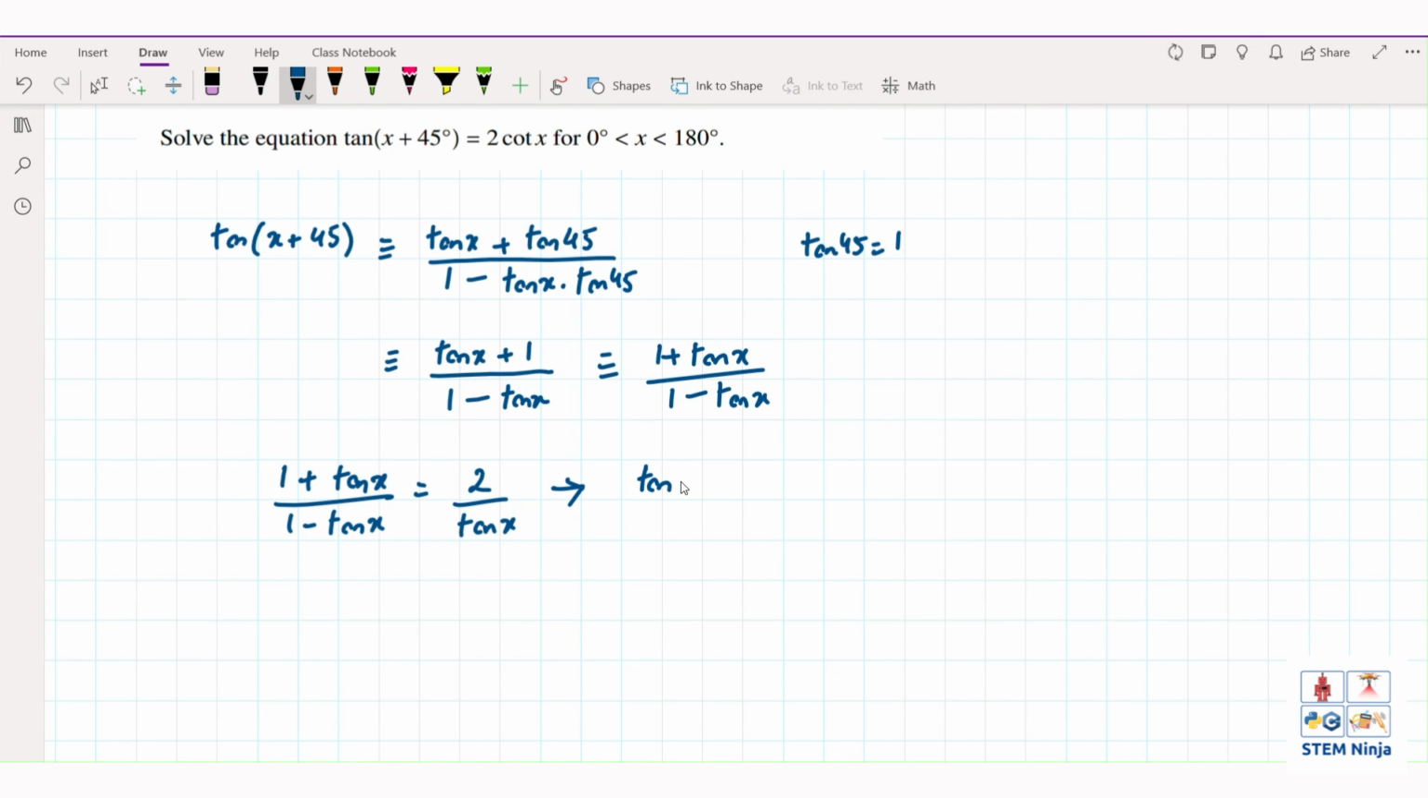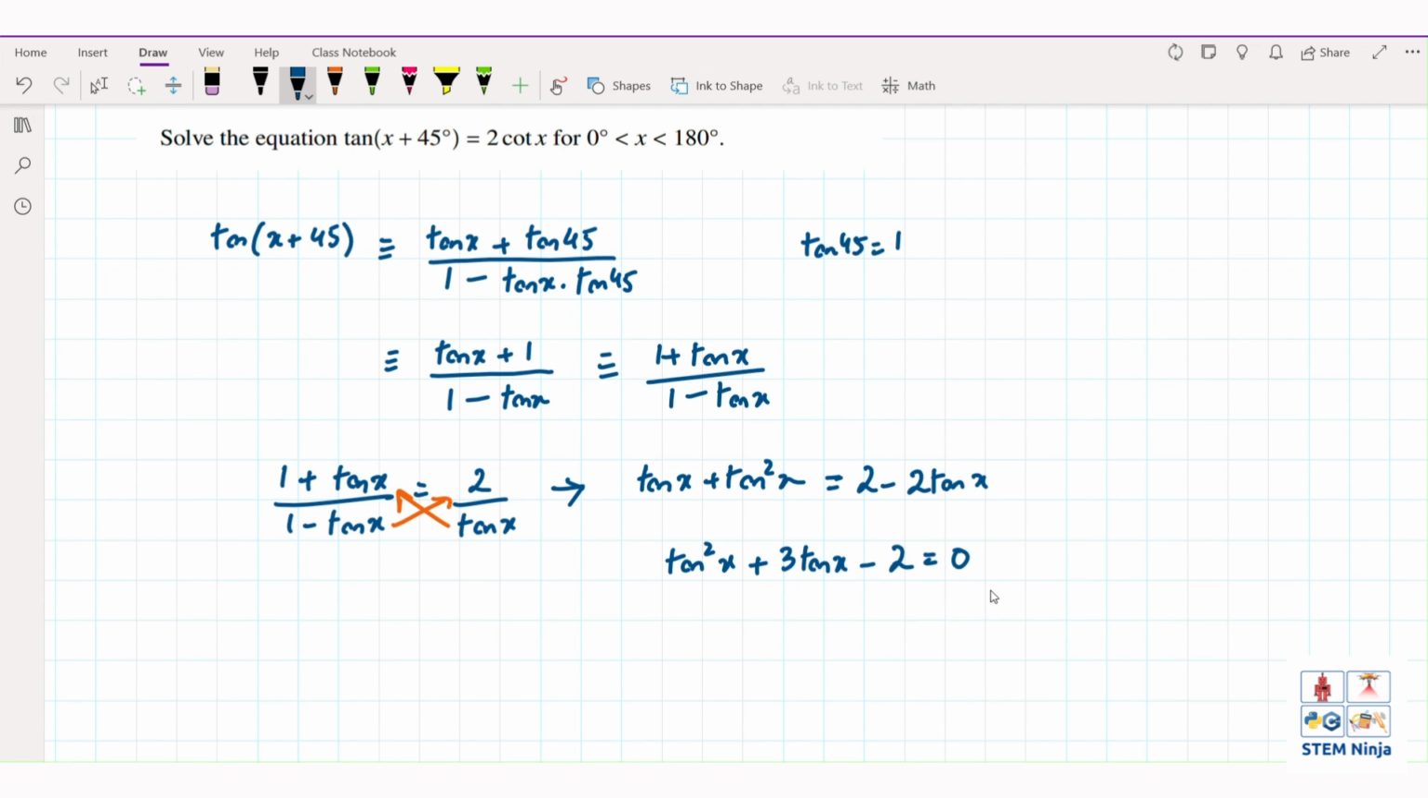Tan x plus tan squared x. So basically what we're doing is we are cross multiplying. Equals 2 minus 2 tan x. Now we take everything on one side. Tan squared x, 1 plus 2, that would be 3 tan x, minus 2 equal to 0.